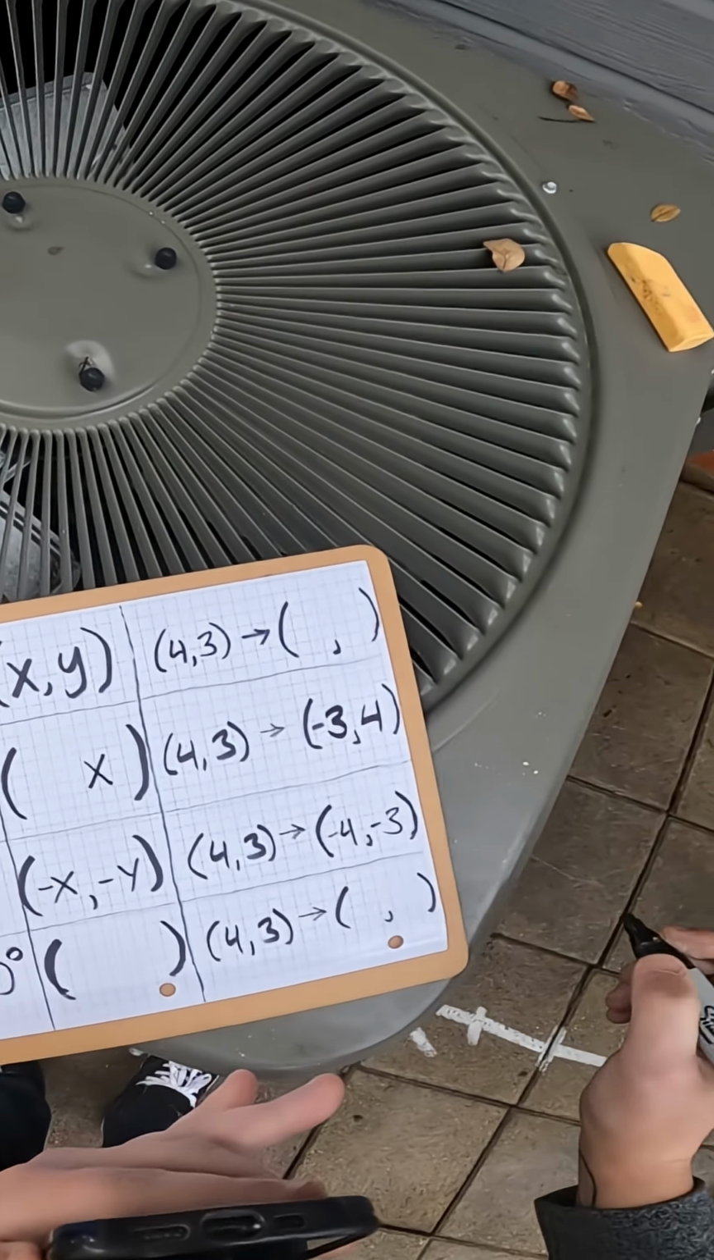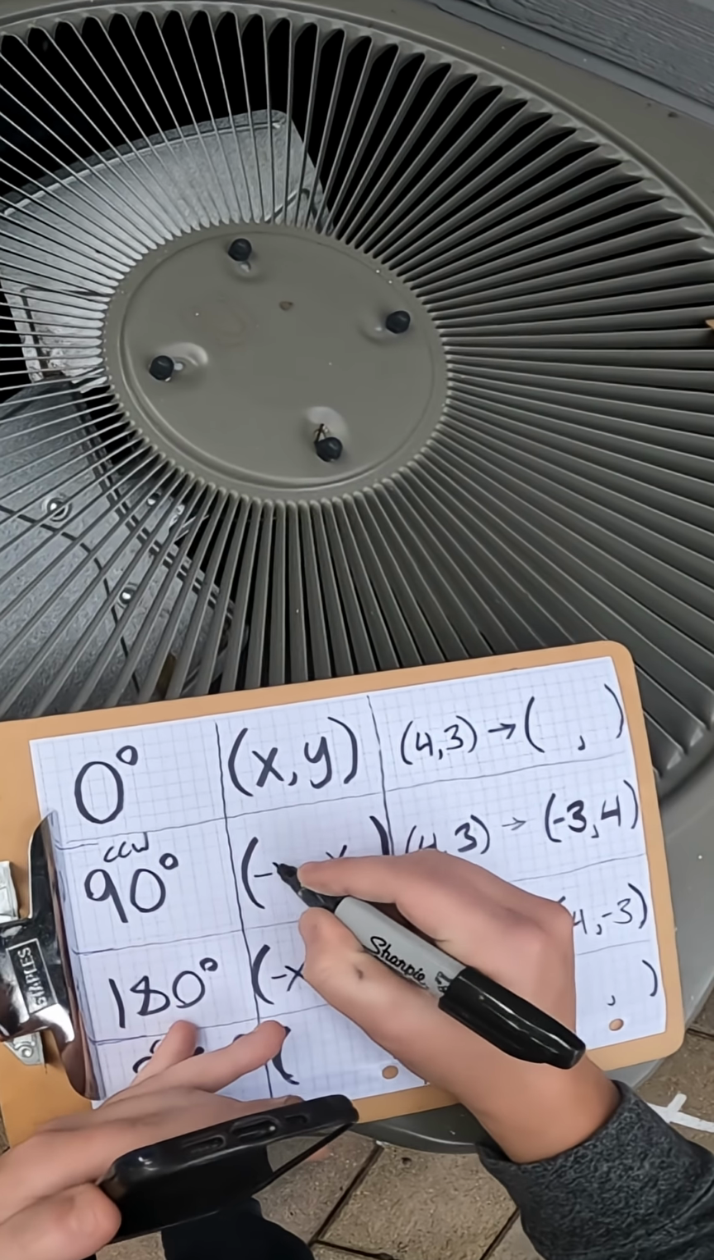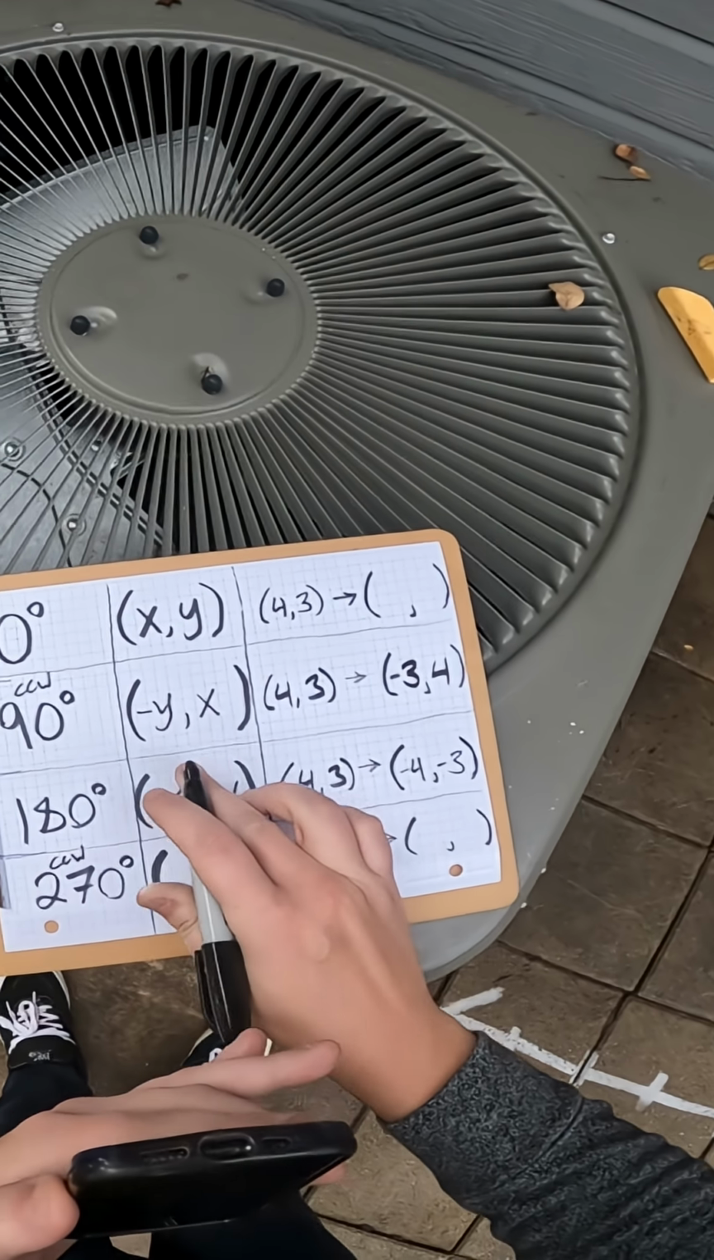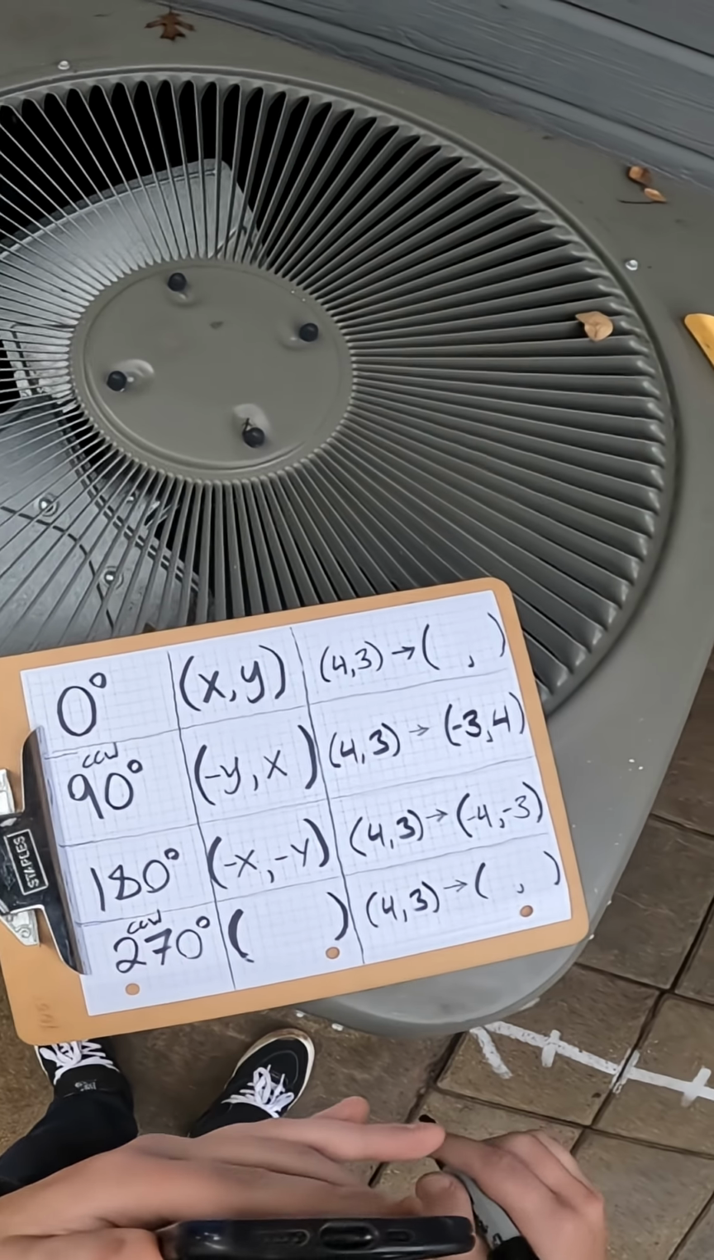So my x is over here now. And take a look at this. The 3 switches sides, but it also changes signs. So the mapping would be (-y, x), since they switch places and y changes signs.